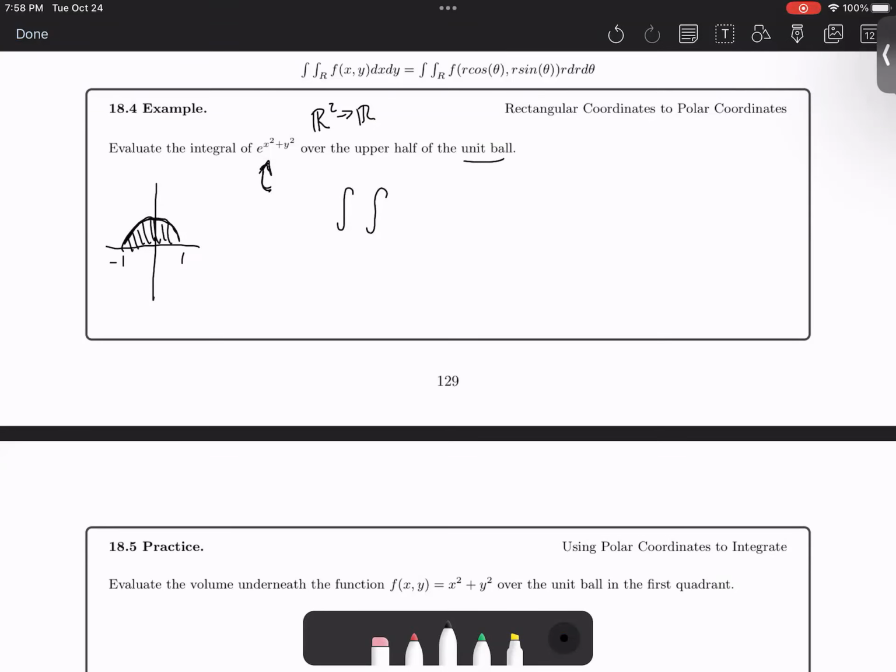All right, so where's my theta? My theta is running from 0 all the way to pi. Now the integral in the radius, where's my radius going to run from? The smallest radius I have is 0, and the biggest radius I have is 1.